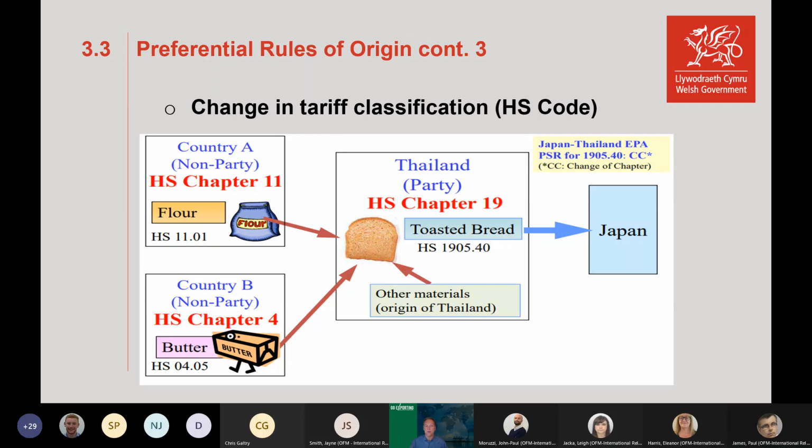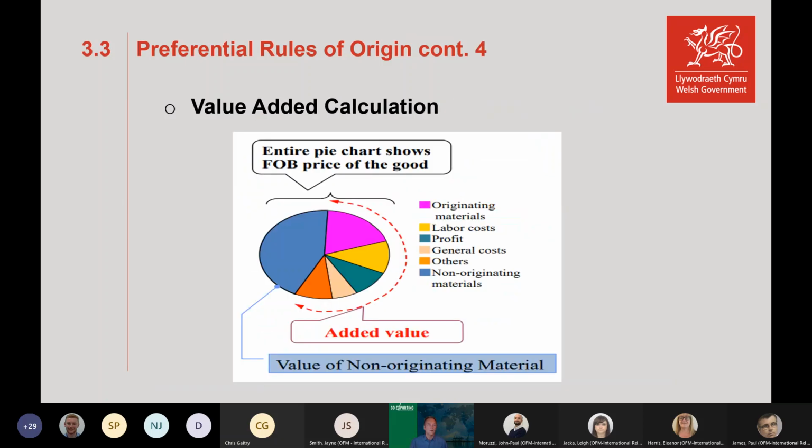It now becomes a Thai product and therefore eligible for preferential duty rates under the Japan-Thailand economic partnership agreement that you can see there. So they can claim preferential duty, zero duty in this case, on this particular product. And the other way you can work it out, if you don't change the tariff heading, is by what's called the value added calculation.